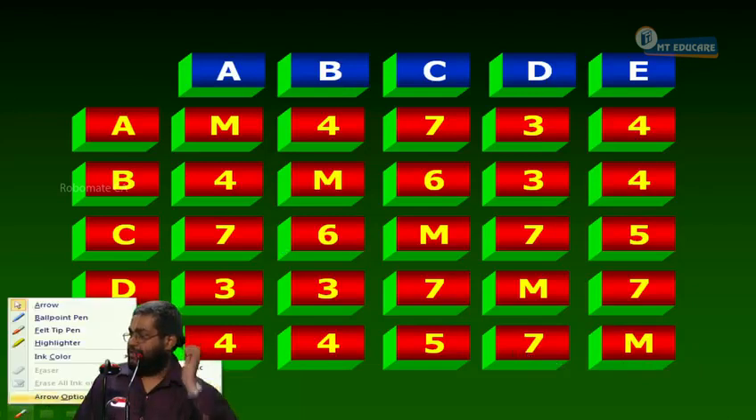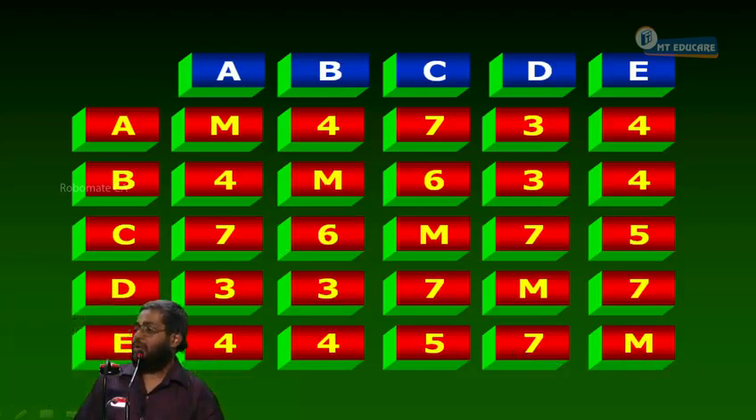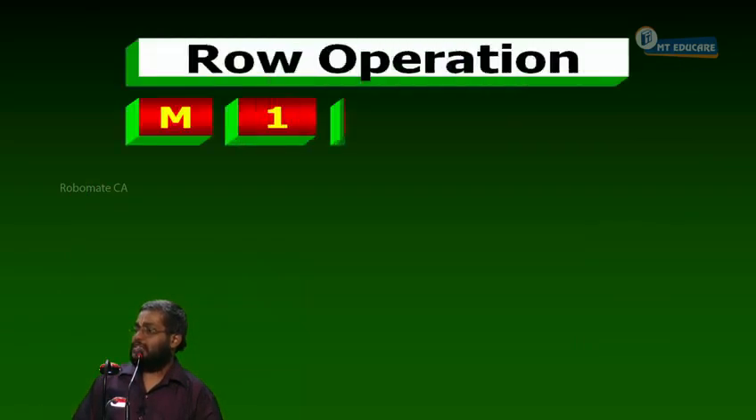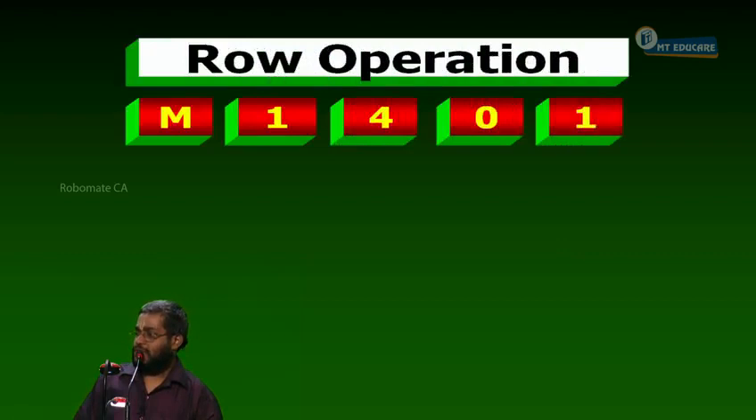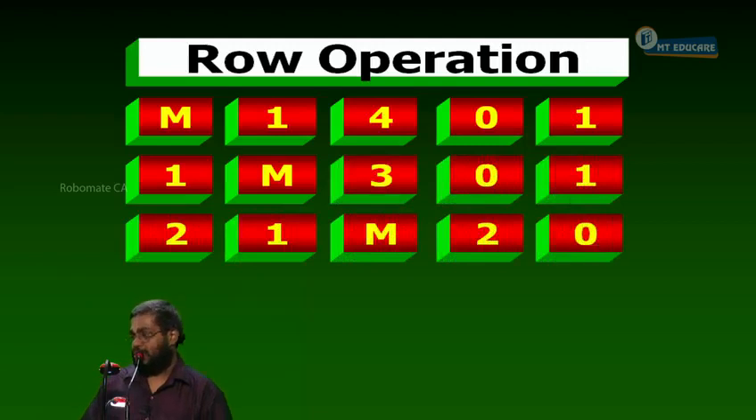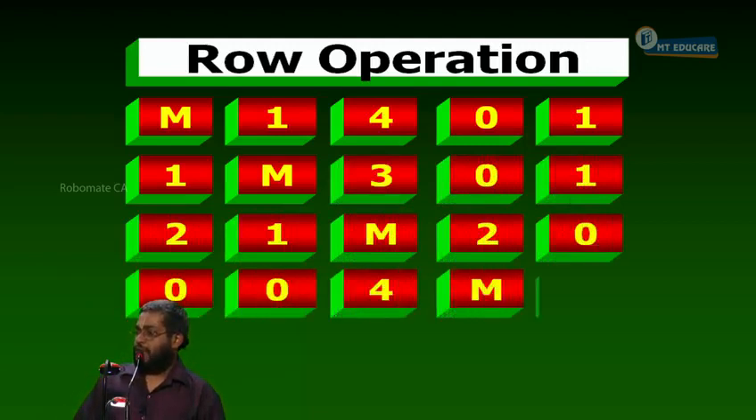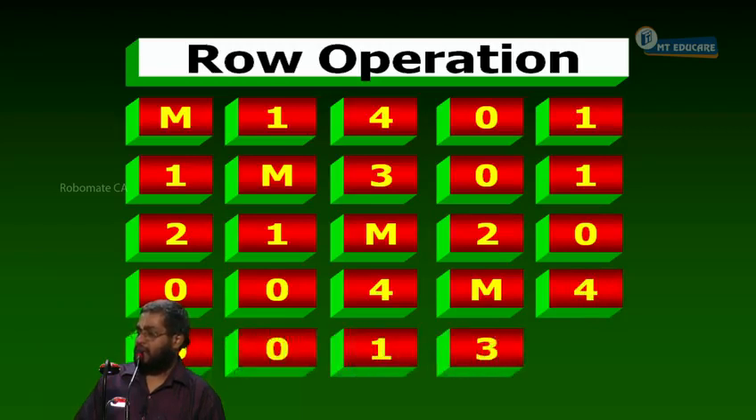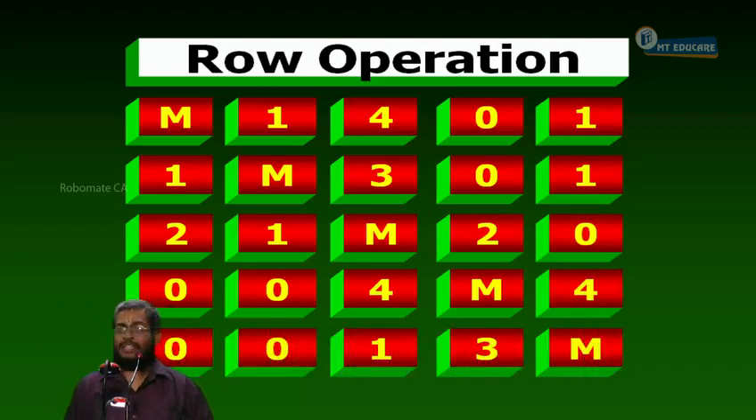The next step is what? Now, please check my numbers. Send me the numbers here. M, 1, 4, 0, 1. Just to confirm what you have written is also correct or not. Next is what? 1, M, 3, 0, 1. 2, 1, 3, M, 2, 0. 0, 4, M, 4, 0, 0, 1, 3, M. The row operation is done.